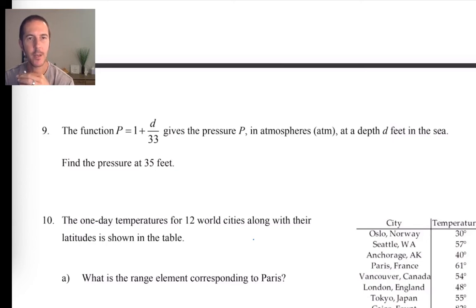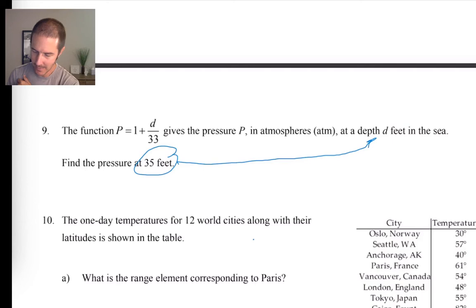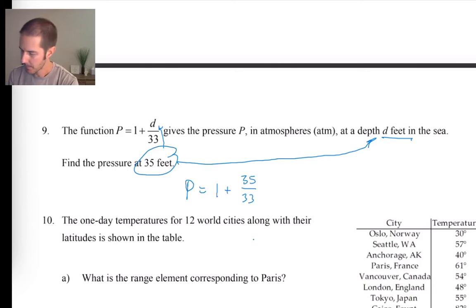So 35 feet, obviously the unit of measure there is feet, which is a clue that that is a d value because d is measured in feet. So we'll take that value of 35 and plug it in here for d. So P is going to equal 1 plus 35 over 33. And you could solve this by typing it into a calculator. I punched it into mine. 35 divided by 33 was 1.06 repeating, 1.060606.